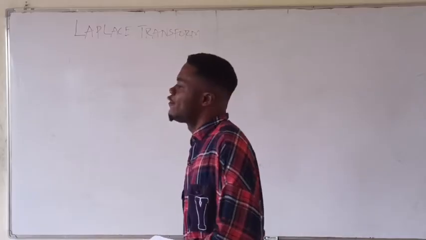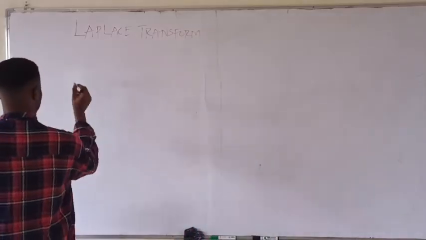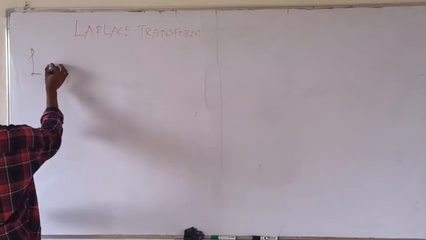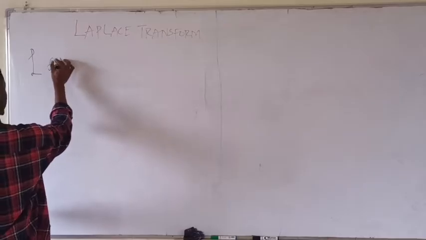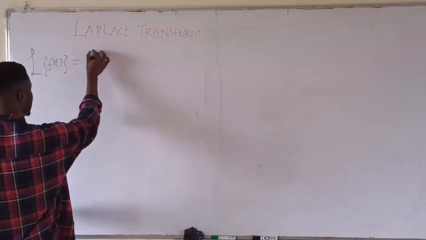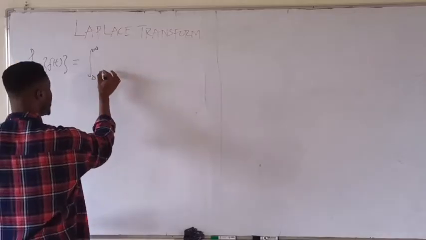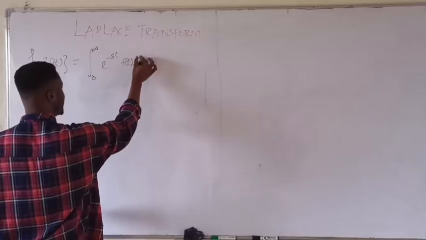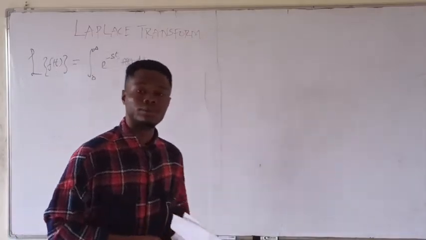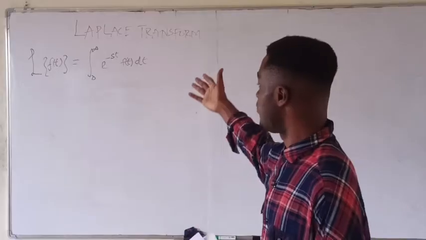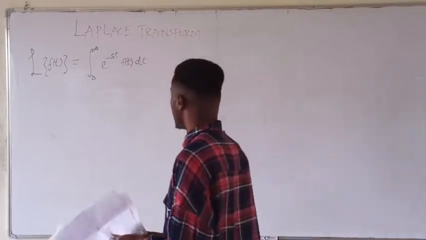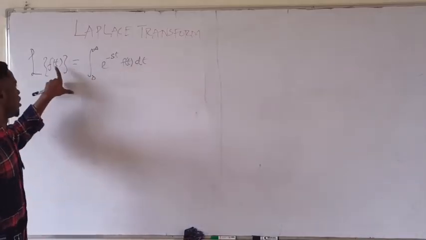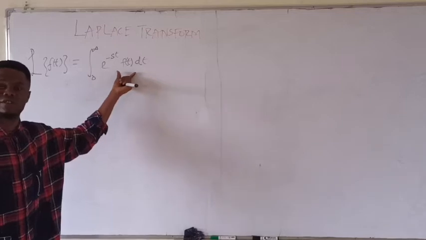So the Laplace transform is given by, Laplace of f of t is written in this form. Laplace of f of t is given by the integral from 0 to infinity of exponential of minus st times f of t dt. Alright, this is the definition of the Laplace transform, where as you can see the f of t is inside of the integral.